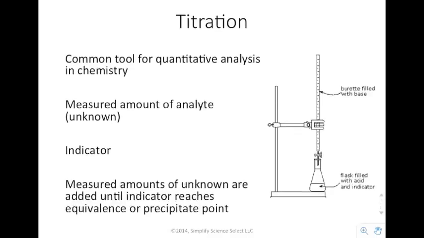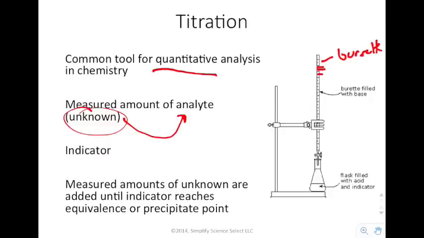So like we said, titration is a common tool for quantitative analysis because you can actually calculate how much of an unknown substance there is. A lot of times the unknown substance is called an analyte because it's the substance that you're actually trying to look at. Remember, this right here is a burette. The burette is used because you can get very accurate measurements of volume. And the indicator is used to change color when a pH reaches a certain point.